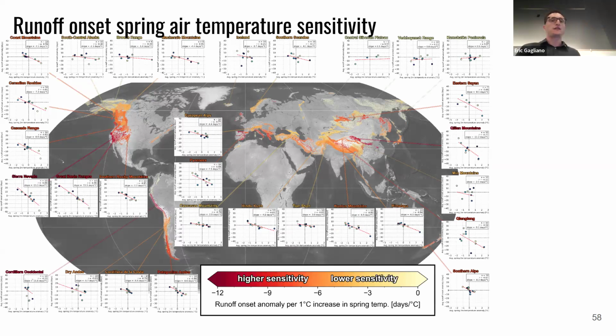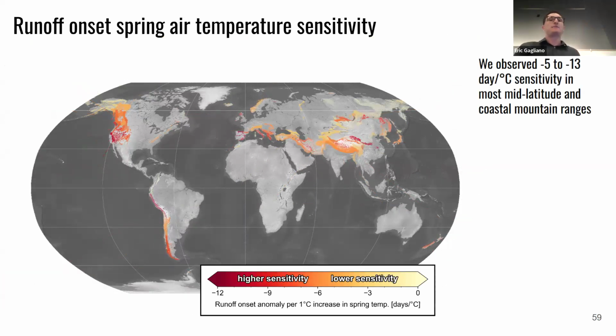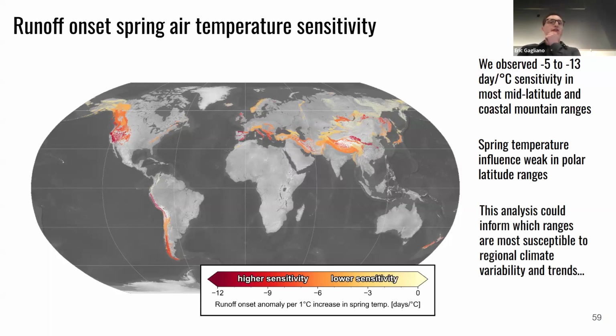So I'll just tell you the takeaways. In general, the sensitivity was in between 5 and 13 days earlier per 1 degree C warmer temperatures. And the temperature influence was definitely a lot weaker in the polar ranges. A lot of them didn't even show correlation at all.